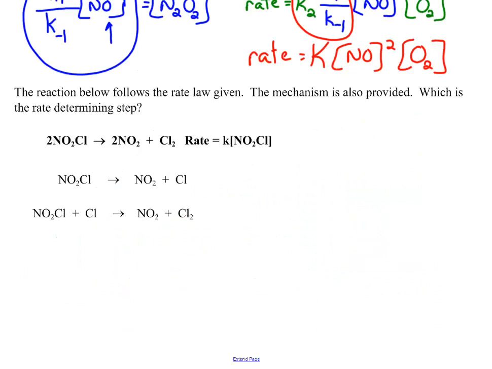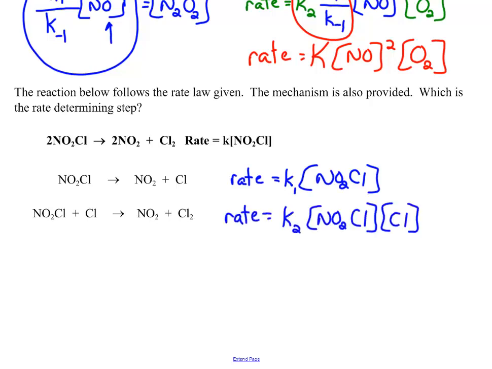Here's a second example. Let's take a look at this. A mechanism is provided. We're supposed to figure out which is the rate determining step. So we have the rate equals the k constant times NO2Cl. So it's first order. So let's come up with the rate laws for each of the elementary steps. First one looks pretty good. Let's take a look at the second one just for comparison. Both of them had NO2Cl in them as reactants, but the second one also has chlorine atoms as a reactant, and so its rate law must include that as well. So what it tells us is the first elementary step is our slow step and our rate determining step.